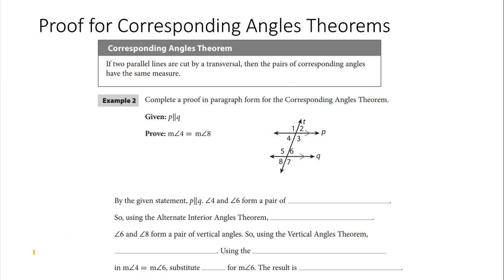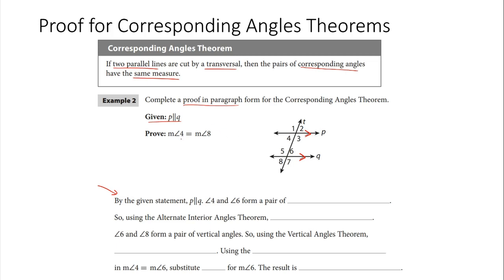All right, so the proof of corresponding angles. Let's get back to my lovely red pen. Corresponding angles: if two parallel lines are cut by a transversal, then the pairs of corresponding angles have the same measure. We're basically doing a paragraph proof, so instead of a table, we get this nice little paragraph. They say, given that lines P and Q are parallel. Parallel is usually denoted by these little arrows, so if you ever see those, they're saying the lines are parallel to each other.